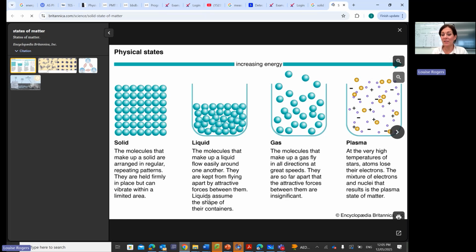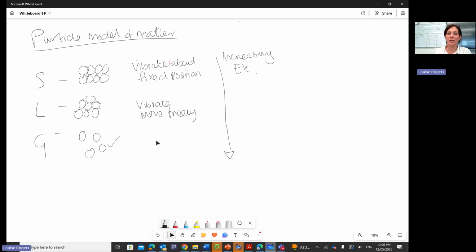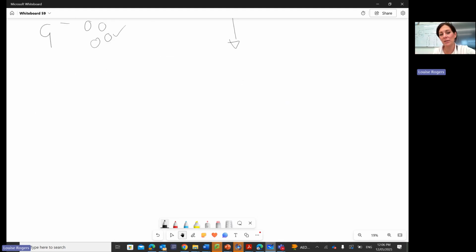Liquids take the shape of the container as well, don't they? And then we've got the molecules that make up a gas, fly in all directions, great speeds. They are so far apart that the attractive forces between them is insignificant. So basically there isn't any force of attraction between them. Okay, so make sure that you are as thorough as you can when describing those and practice doing those. Even though you think it's easy, just practice making sure you're describing your solids, liquids, and gases properly.